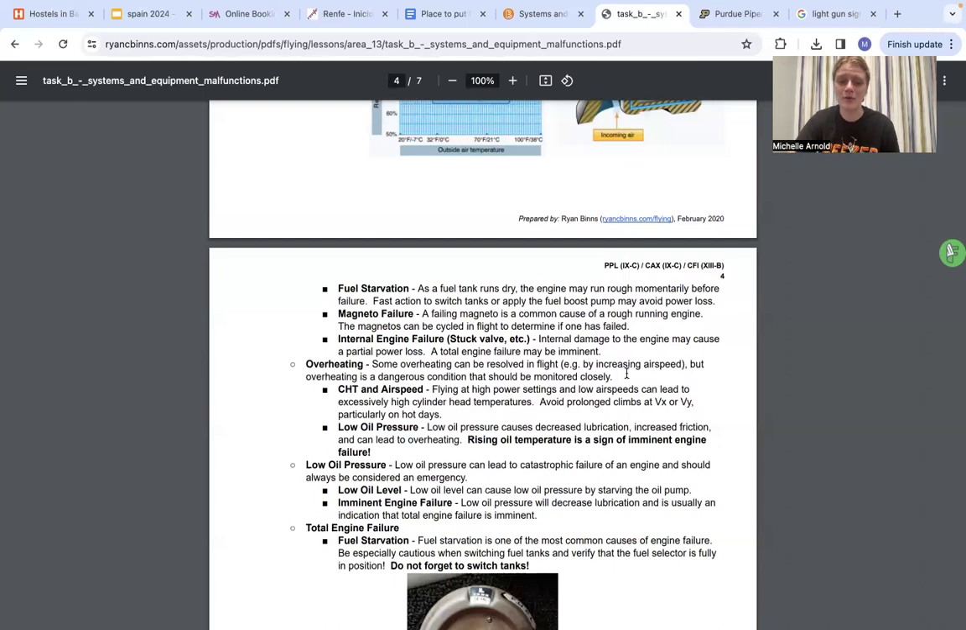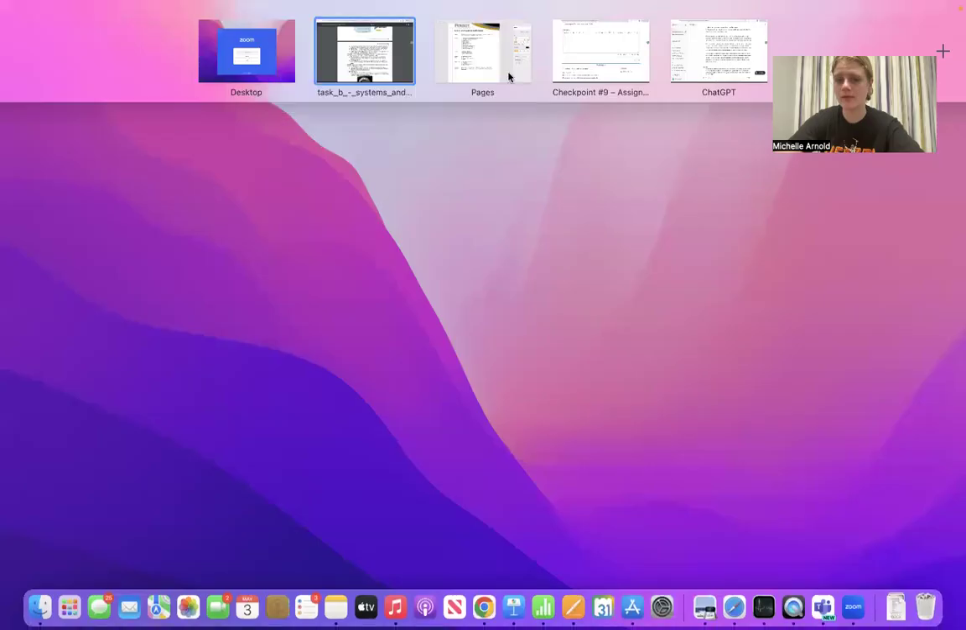So if you have a low oil level, low oil level can cause low oil pressure by starving the oil pump. And then, yes, it is an imminent engine failure. Low oil pressure will decrease lubrication and is usually an indication that total engine failure is imminent. So if you see that you have low oil pressure, you should land as soon as possible.